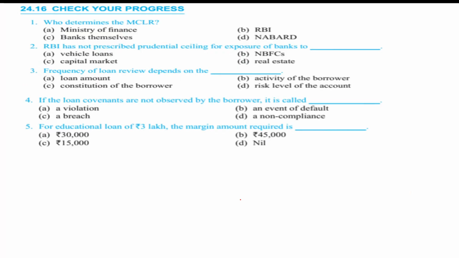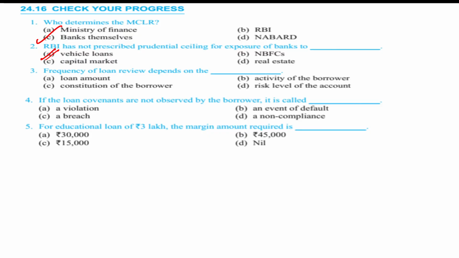Now let's check your progress. So who determines MCLR? It is the banks themselves who determine MCLR. So C is the correct answer. RBI has not prescribed prudential ceilings for exposure of banks to NBFCs, real estate, capital market. For all of them, RBI has prescribed. For vehicle loans, RBI has not prescribed. So A is the correct answer.